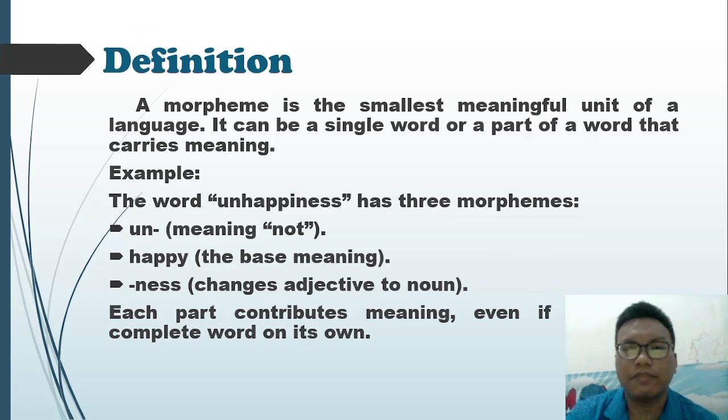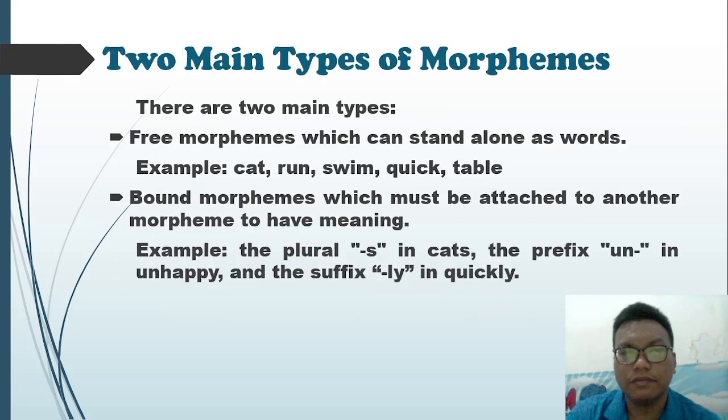So what's the definition of morphemes? A morpheme is the smallest meaningful unit of a language. It can be a single word or a part of a word that carries a meaning. For example, the word unhappiness has three morphemes: un, meaning not; happy, the base meaning; and ness, which changes an adjective into a noun. Each part contributes meaning, even if it's not a complete word on its own.